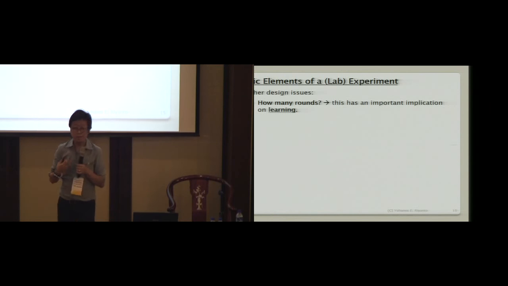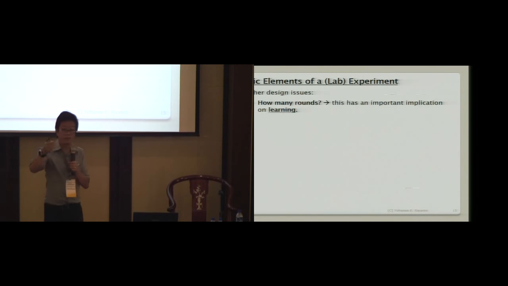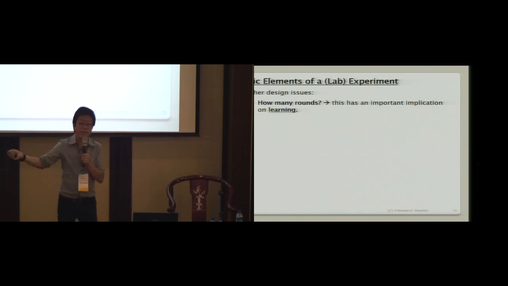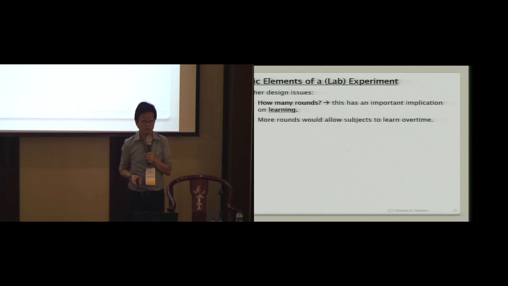To me, when you run an experiment, I want to observe whether there is learning or not. So what I do, I run multiple rounds of the same experiment. Okay? So I'll see the development of the behaviors. Is there any learning observed there or not? Okay? So the number of rounds will be useful when you want to evaluate whether there is learning or not. So more rounds would allow subjects to learn over time.